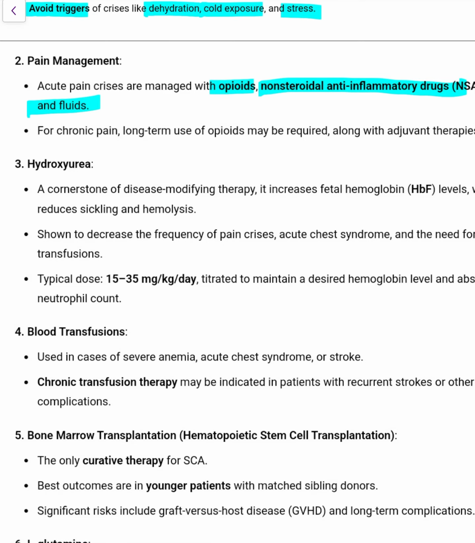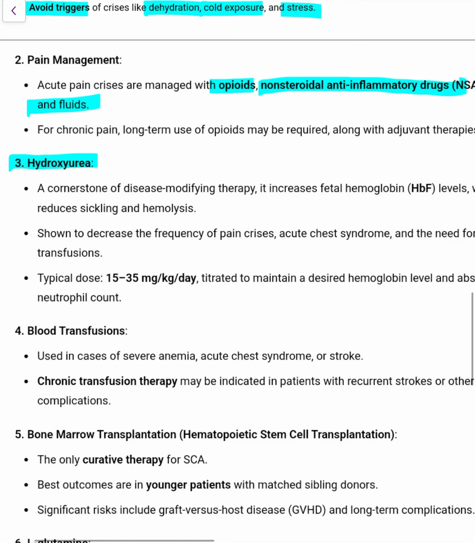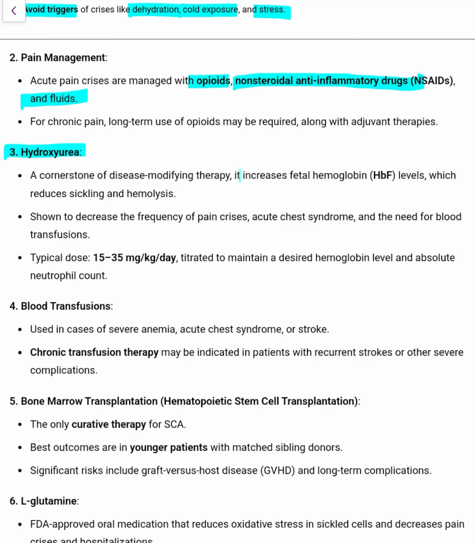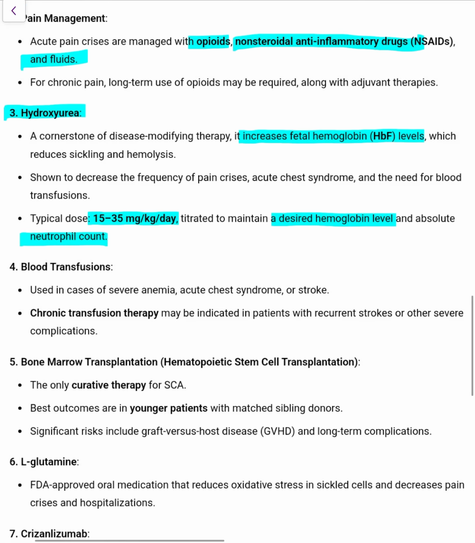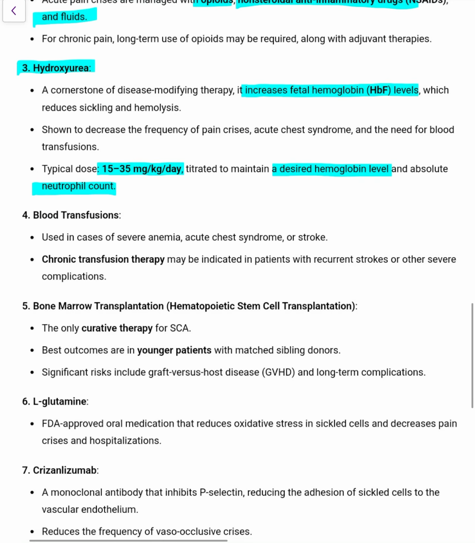Next is hydroxyurea. So what is the mechanism of hydroxyurea here? It increases the fetal hemoglobin levels. Okay. Now when you are increasing the fetal hemoglobin, it will reduce the sickling of HbS and the hemolysis itself. What is the dose? 15 to 35 milligram per kg per day. Titrate to maintain the desired hemoglobin and absolute neutrophil count. Yeah, that is how you monitor. Next is blood transfusions in severe anemia, acute chest syndrome, or stroke where there is hypovolemia and so on.